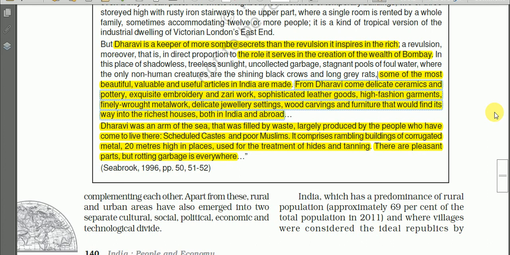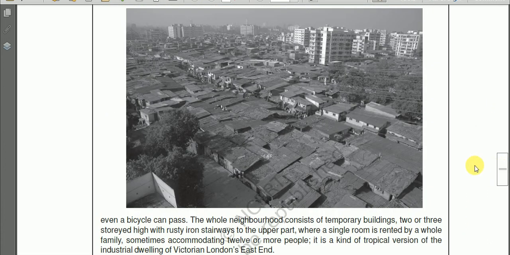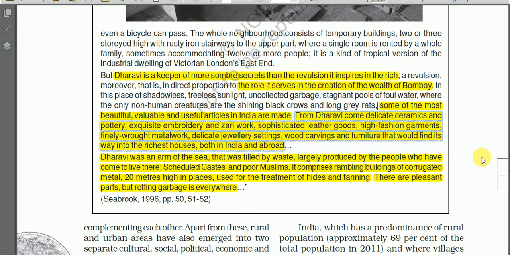So remember, without slums, big cities cannot be prosperous, because slum dwellers are providing services to the rich people. They are providing these physical services to the rich people. And they are also making different kinds of delicate things in this area and selling them to the rich people. So in this way, the dwellers of Dharavi are creating the wealth of Mumbai city.